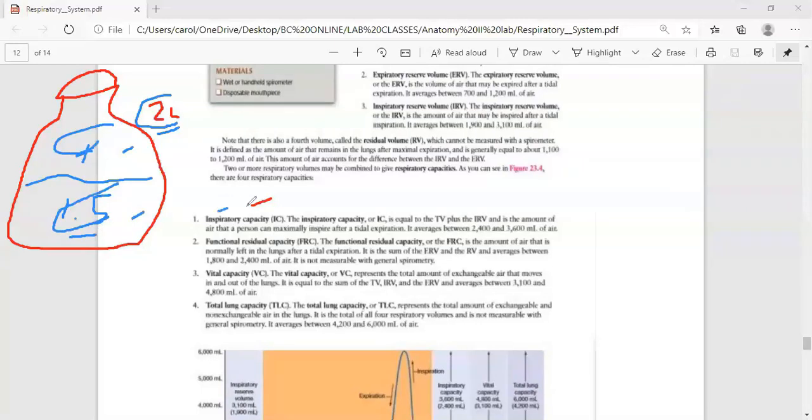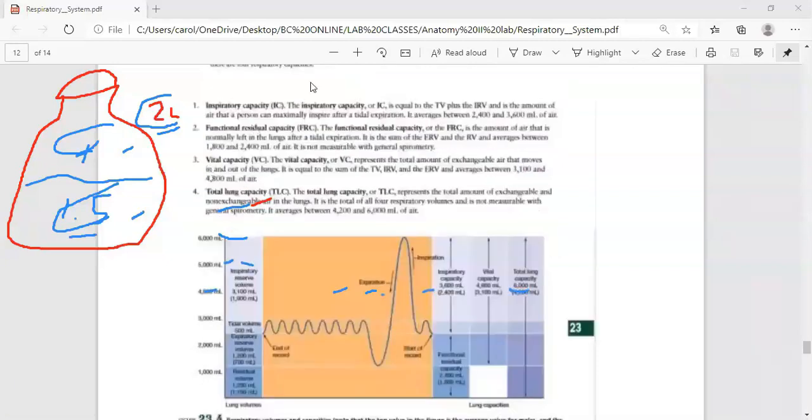And here you have inspiratory capacity, functional capacity, vital capacity. You can see here the sum of the tidal volume, inspiratory reserve volume, and expiratory reserve volume. And what is that? Approximately 3,500. But right here you can see the tidal volume, which is the amount of air that goes in and out of your lungs without you even thinking about it, right? What is this? This is approximately 500 milliliters right here.